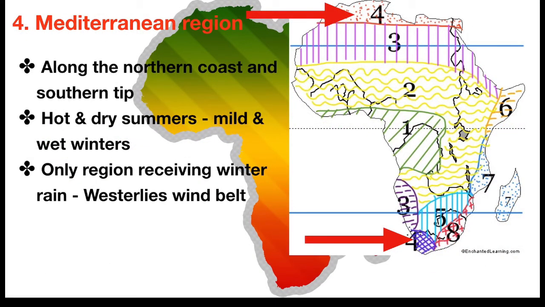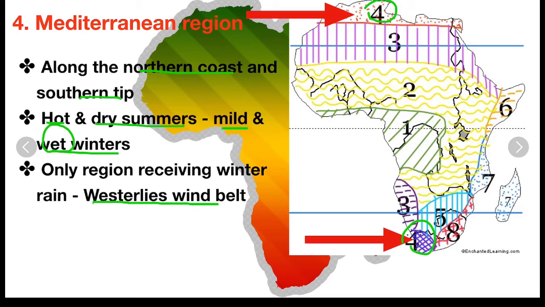Fourth region is Mediterranean region. This region is found along the northern coast and the southern tip of Africa, here and here. This region has hot and dry summer season, and winters are mild and wet. This is the only region which has the winter season in which the rainfall occurs, right?